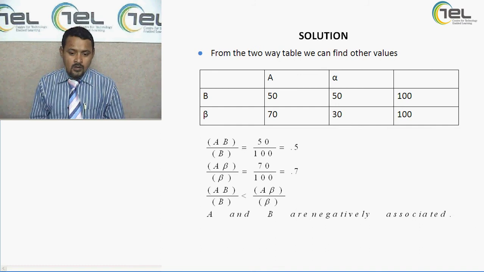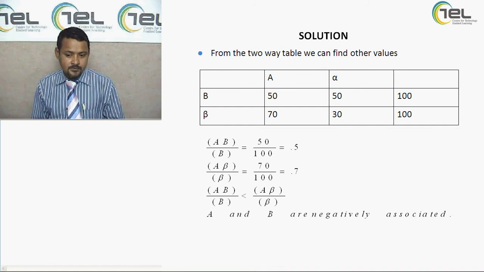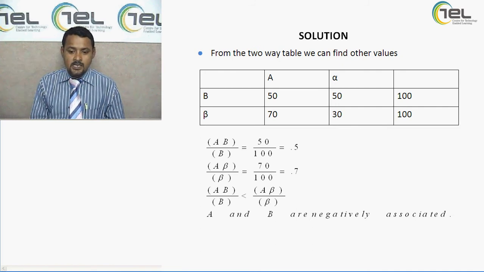So by the rule, A and B are severely negatively associated. They are in no way positively associated or independent of each other, which means if one of them happens to be increasing, the other's value is going to decrease.